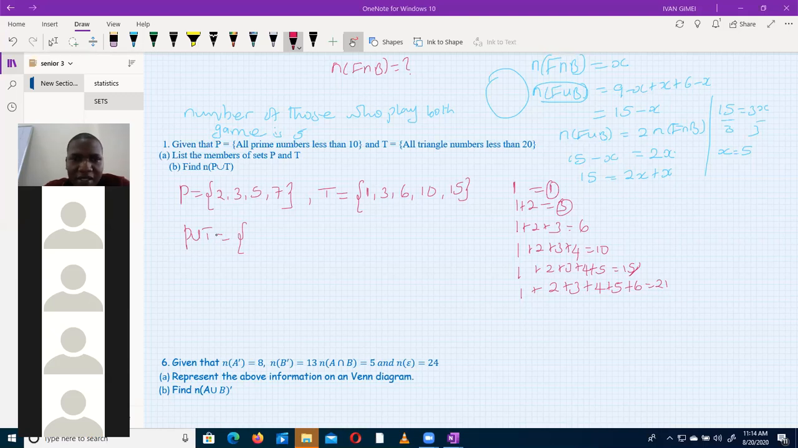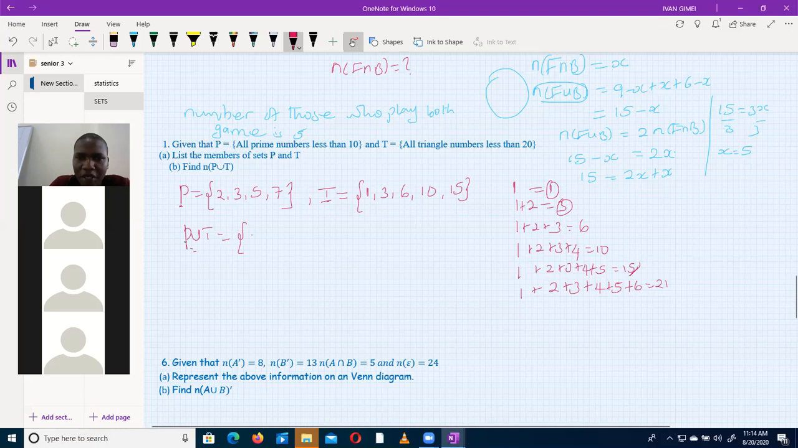Jethro, what are the elements in that set? Which set again? P union T. P union T, what are the elements in that set? Wait, I'm not seeing it. P is here, T is here. We are looking for the elements of P union T.